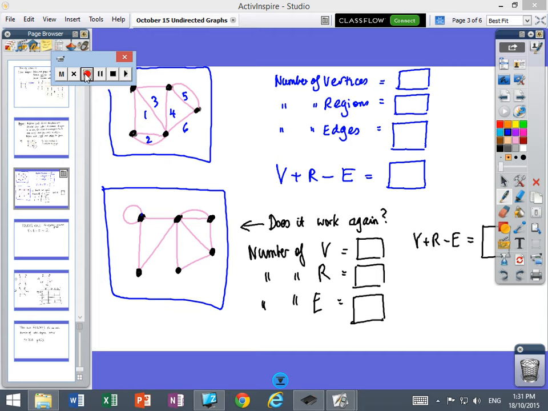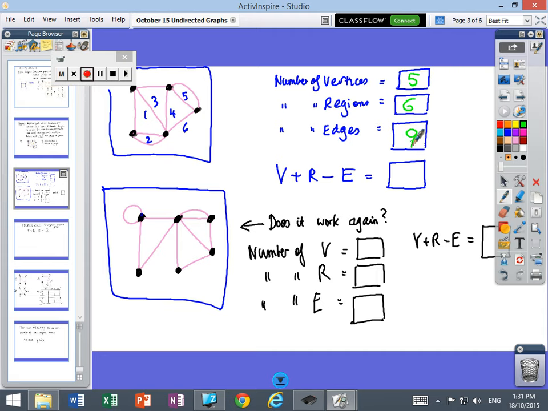Okay, so I'll just do this top one first. So the number of vertices, how many dots are there? There are 5. How many regions are we dealing with? The 5 inside plus the 1 outside means 6, and edges 1, 2, 3, 4, 5, 6, 7, 8, 9.